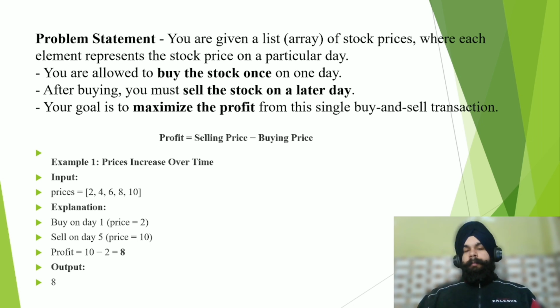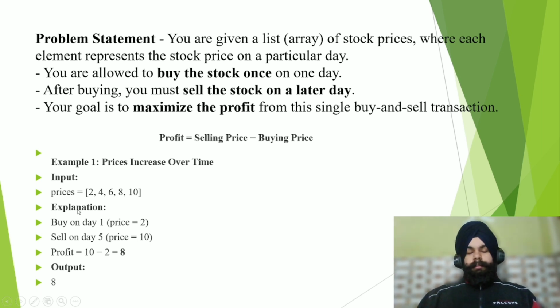So here we have the simple profit formula: selling price minus buying price. In our first example, prices increase over time. Like we previously discussed, we have an array of stock prices, and each element has a different price on a different day. Likely on the first day the price value is 2, on the second day it's 4, on the third day 6, the fourth 8, and the fifth 10.